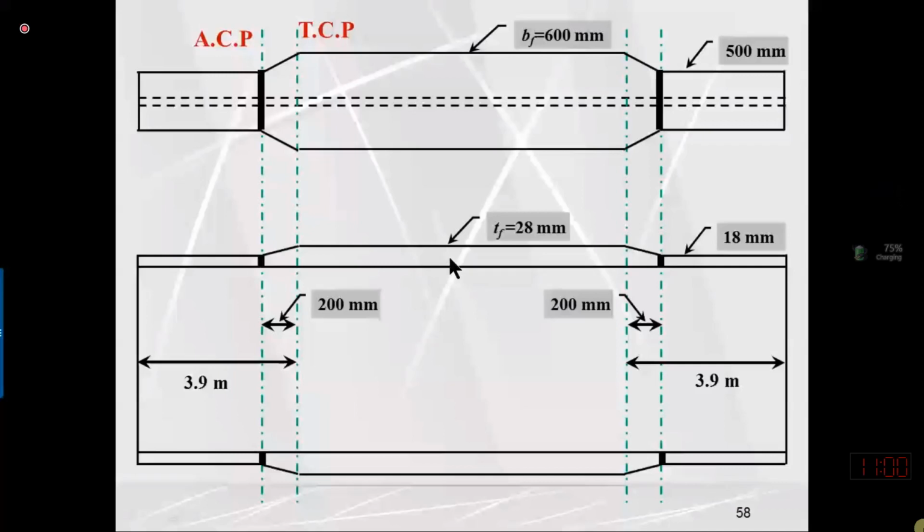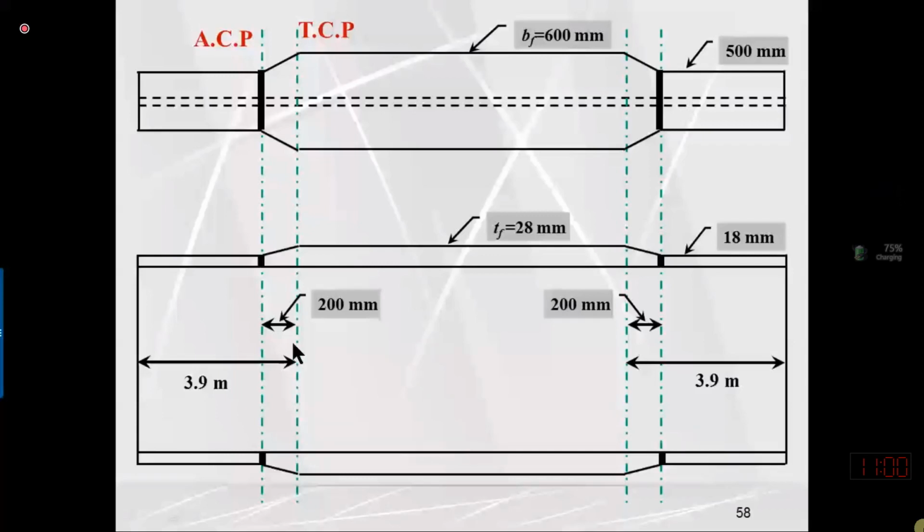Actually, this is the theoretical location or theoretical cutoff point, which is at a distance of 3.9 meter from this edge, and also 3.9 meter from the other edge. So at this point, we can reduce the flange area to half, where the half flange area has the capacity equal to Mu.